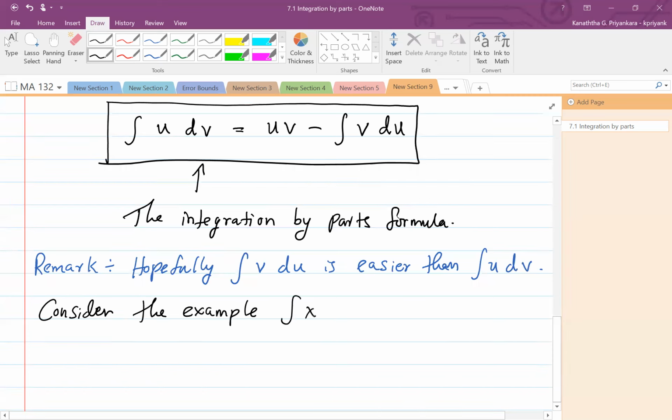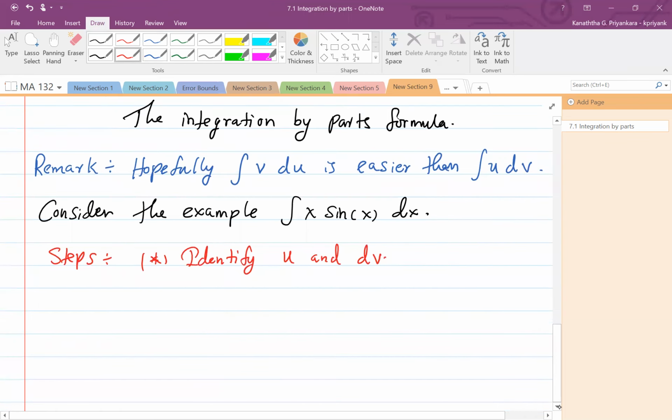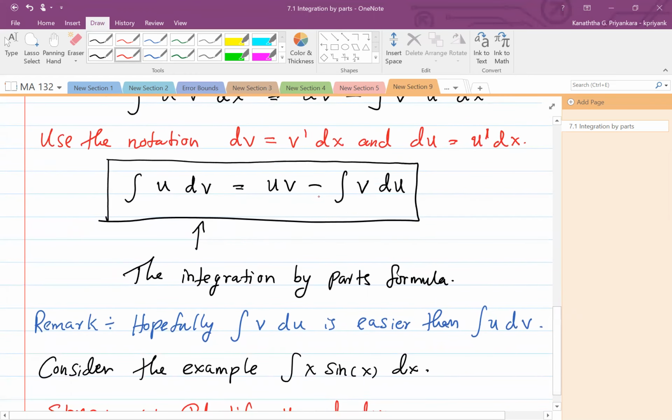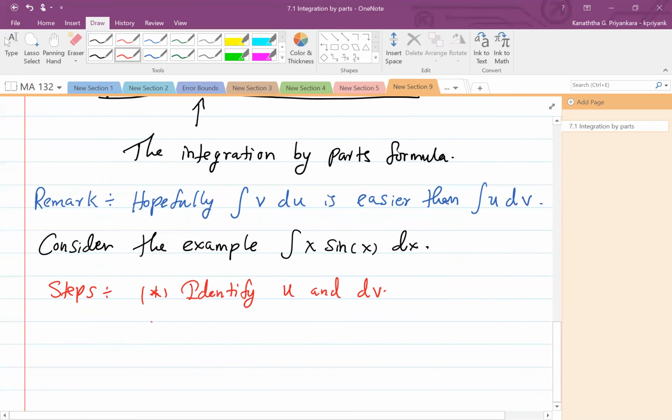So we had the integral of x sine x dx. This is the question we had. In this case, we need to follow some steps. I'm going to write in red color. The first step is you need to identify u and dv from the given question, and then you need to compute v and du to use this formula. That is the next step.